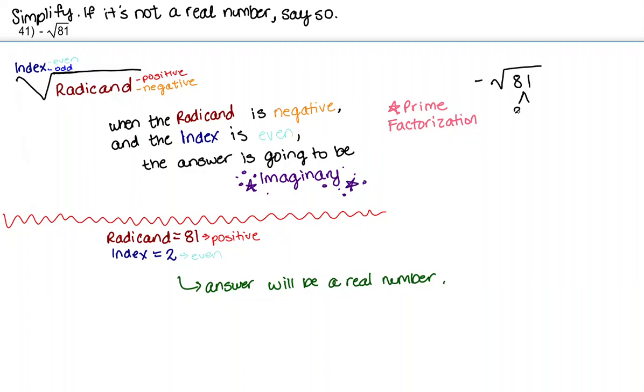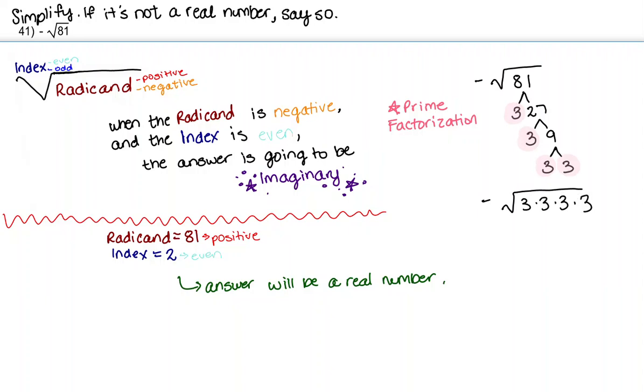So I'm going to write the 3 here, and then the other factor, which is 27, and then I'm going to keep going with that 3. So 27 can also be factored into 3 and 9. The 9 can also be factored into the 3 and 3. Now we're going to go ahead and write our radical again with the factors of 81. And it looks like we have 3 times 3 times 3 times 3.